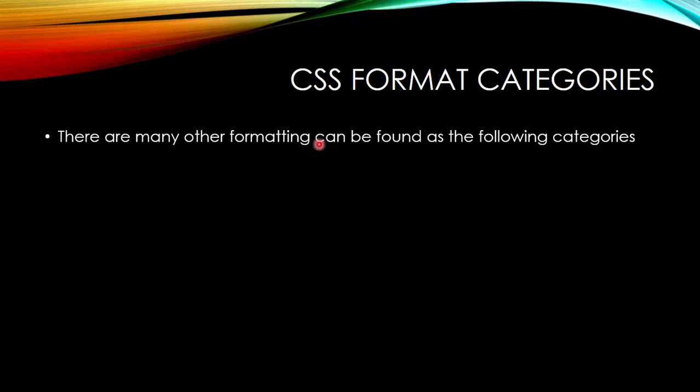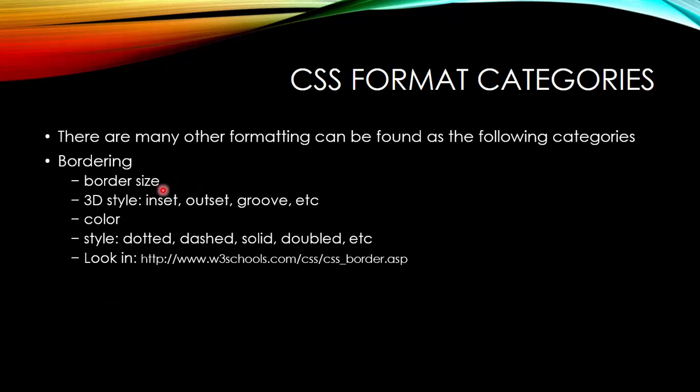There are many more formatting options that can be found in the following categories. Border: we can set the border size and the style. If we want to have a 3D style, we can put inset, outset, etc. We can set the color of the border. We can have the style of the border, either dotted, dash, solid, etc. You can always find this in W3Schools.